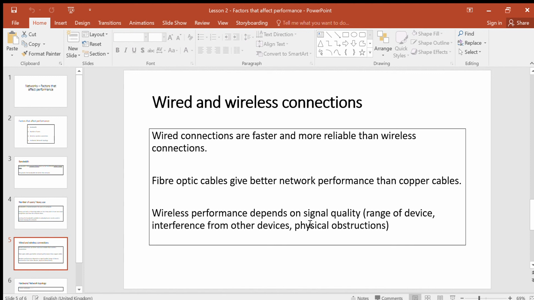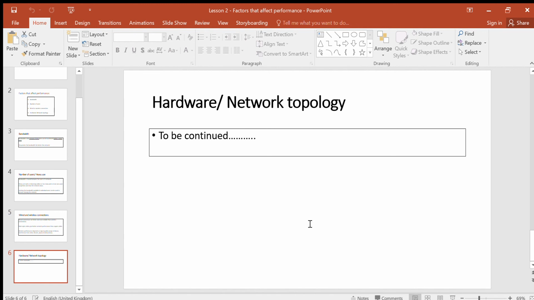Okay, and lastly, a little bit of a cop-out. The last factor that affects performance is the hardware devices you're using and the way that your network is set up, which we call network topology. These are both separate videos and separate lessons because there's quite a lot of content for each of those. Once we've covered those, you'll be able to give more detail. But for now, all you need to know is that they are a factor that will affect the performance of your network. Okay, this video is short and sweet.